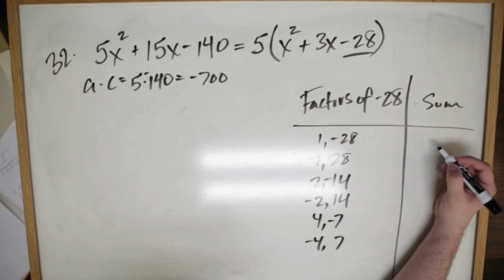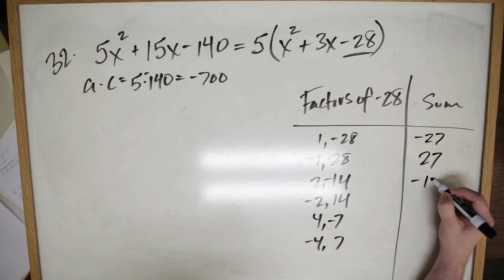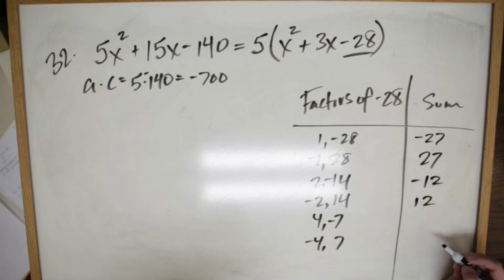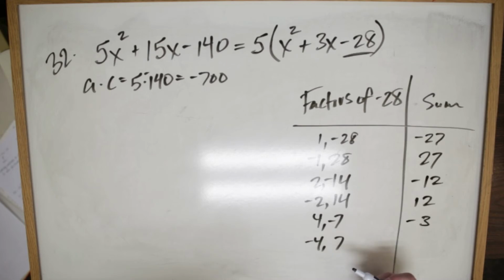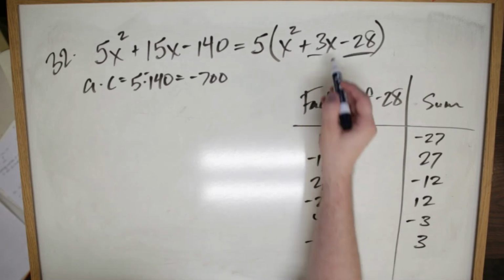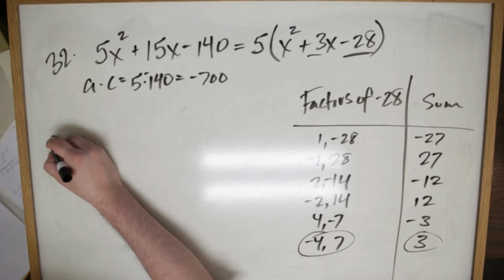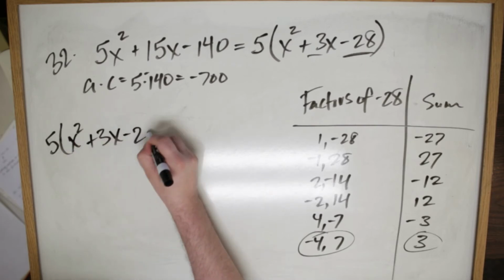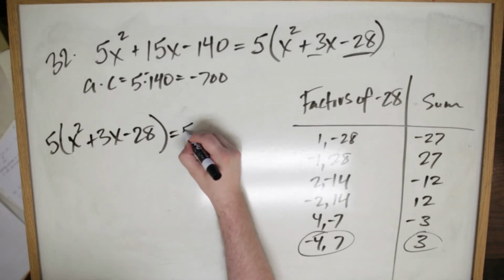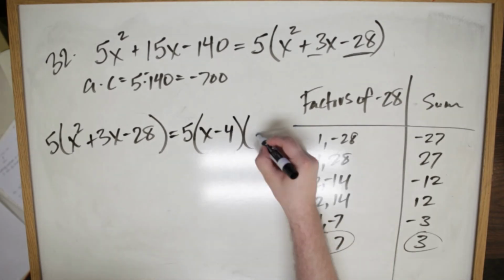Okay, so now let's do the sum. So this is going to be a minus 27, positive 27, minus 12, positive 12. 4 minus 7 is a minus 3, and then this is going to be a positive 3. Okay, now we look there. Positive 3, those are our factors. So in other words, 5 times x squared plus 3x minus 28 is equal to 5 times x minus 4 times x plus 7. Okay?